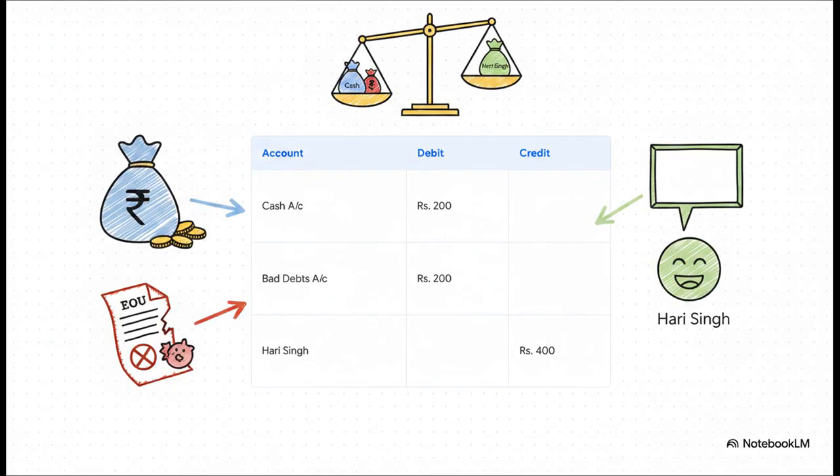Ouch. This brilliantly illustrates the real-world accounting split. Out of the 400 rupees Hari owed us, we get half. So we debit cash for 200. The remaining 50%? Gone forever. So we debit bad debts for that 200. And finally, we credit Hari Singh's account for the full 400 rupees, permanently closing out his balance. The math just perfectly reflects the grim reality.